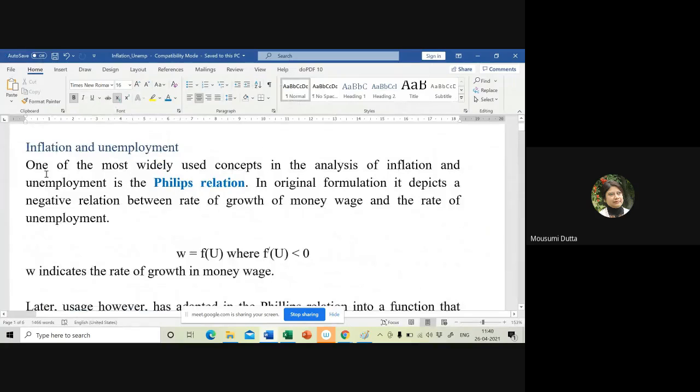Please go through these points. One of the most widely used concepts in the analysis of inflation and unemployment is the Phillips relation. In original formulation, it depicts a negative relation between rate of growth of money wage and rate of unemployment. W is equal to F of U, where F prime U is negative. W indicates the rate of growth in money wage. U indicates rate of growth in unemployment.